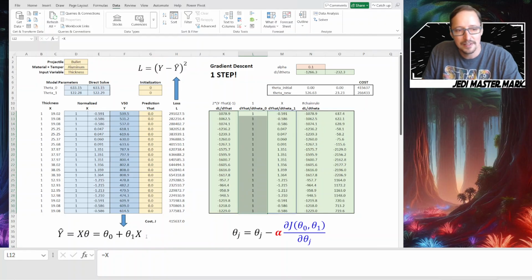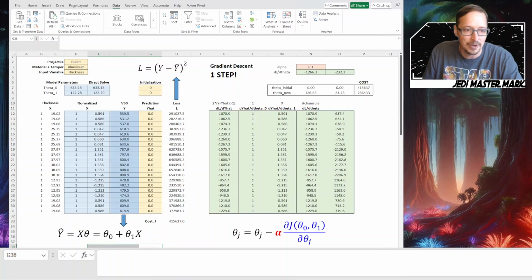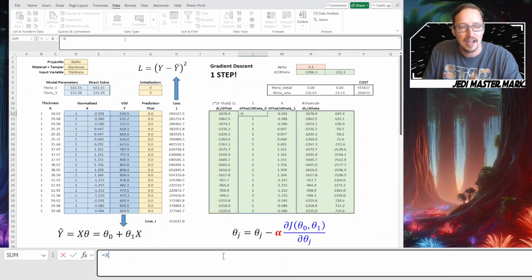If you take the derivative of this term, again, with respect to theta 1, well, theta naught with respect to theta 1 is 0. Theta 1 times x with respect to theta 1 is just x. So what you end up with for this new dynamic array after taking these derivatives is just equal to x. So that was fairly easy also.